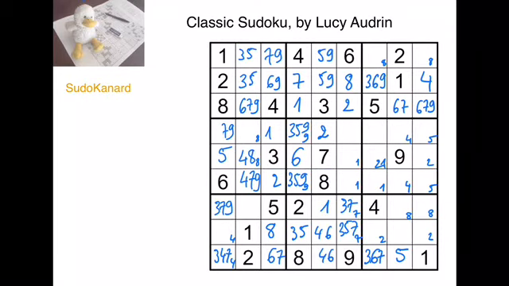About this row, we still need 1, 2, 4, and 8. So this is 1 or 4. This is 1, 2, or 8. This is 2 or 8. Well, that's a lot of pencil marks, definitely.